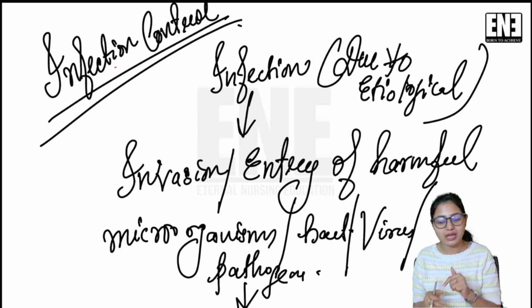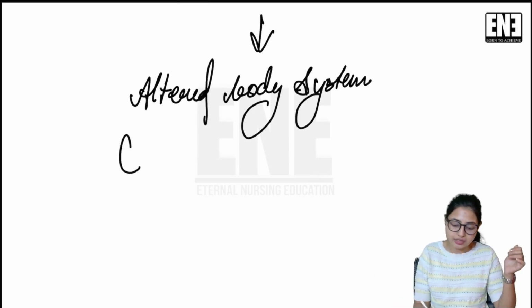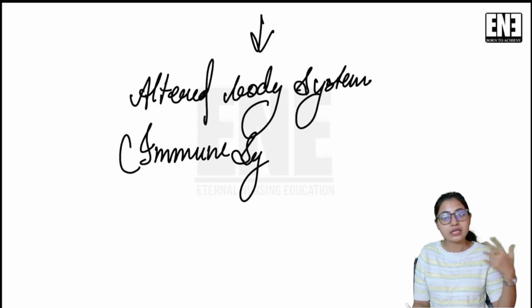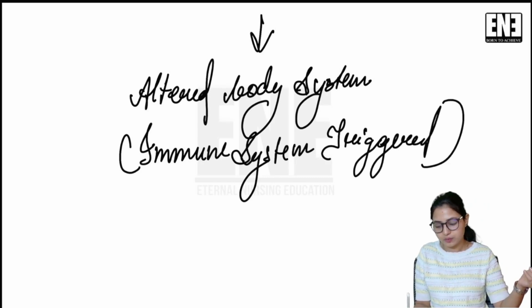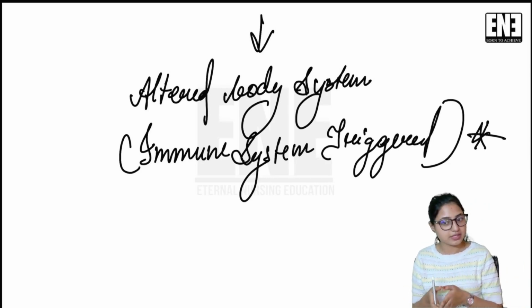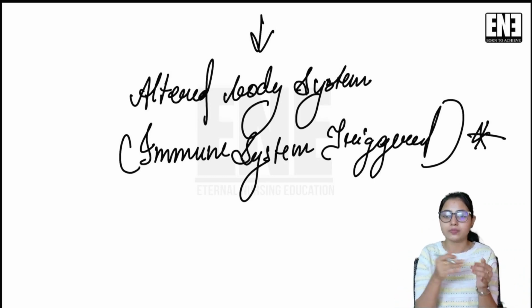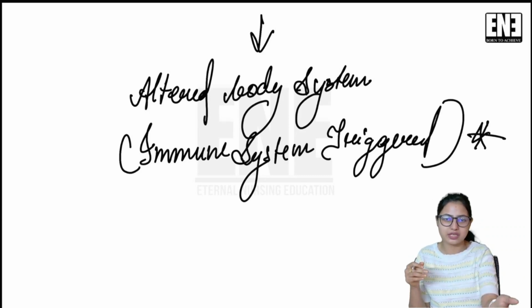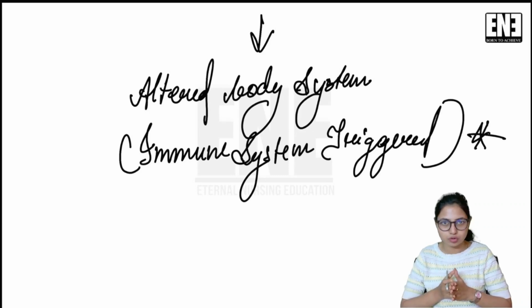Okay, after that what will happen? After that your body system gets altered and your immune system is triggered. It will provoke your immune system. That means it will release something in return. If somebody is going to hit you hard, if someone is going to stab you in the back, what will you do? You won't leave them, will you? No, you will also in return give a tight slap. Okay, that is how it happens.